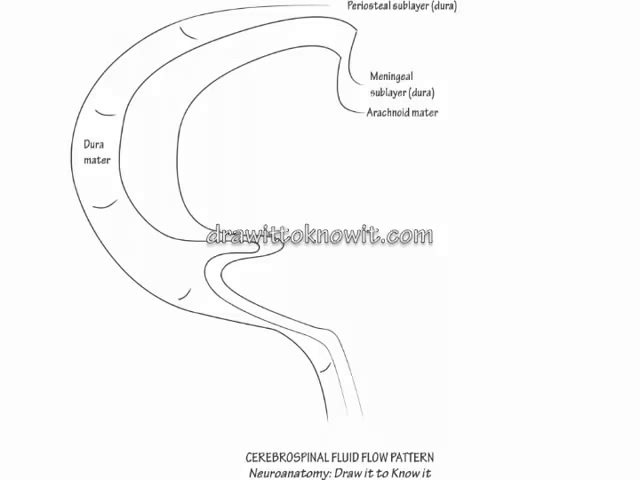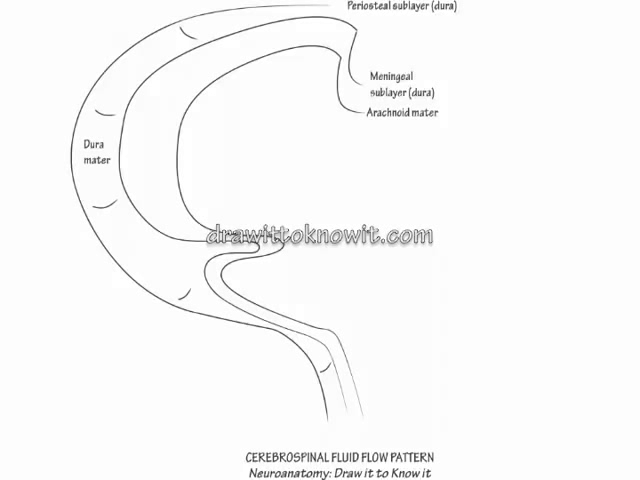First draw the outermost sublayer, the periosteal sublayer, then draw the next innermost layer, the meningeal sublayer. Hash the area in between them and label it as the thick dura mater. Then move inward and draw the arachnoid mater.